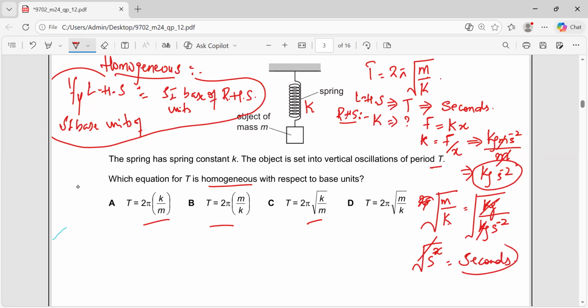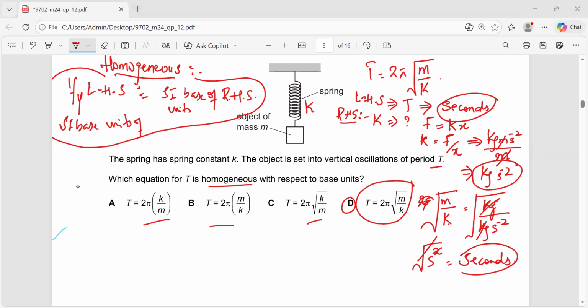So is the unit on the right hand side and the unit on the left hand side the same? Yes, it is the same. So my correct answer will be D. The correct answer in this case is going to be D. Is this understandable, people?